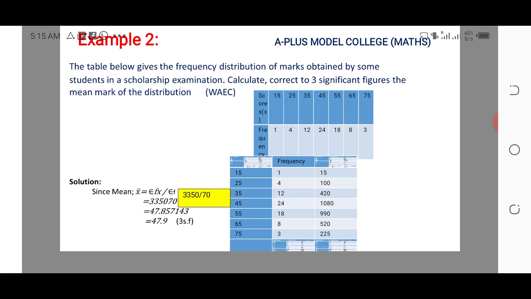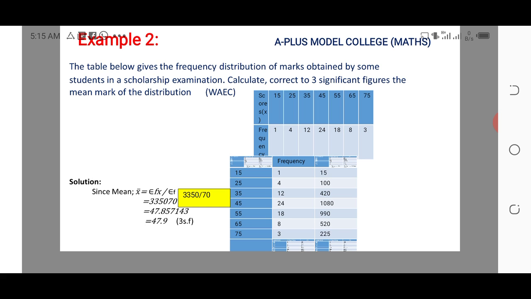So what you do is create another table. Look at the table I have there: the first column is the score, the second is the frequency, and the third is the fx, that is the frequency multiplied by the score. If you look at this expression, you will see that the last column is the multiplication of the first two. 15 by 1 is 15, 25 by 4 is 100, 35 by 12 is 420. You can see that. So at the end, under the table, the last row is the addition.